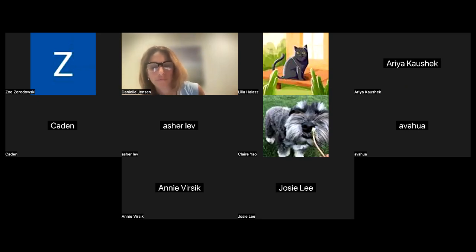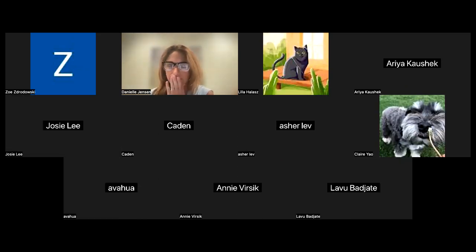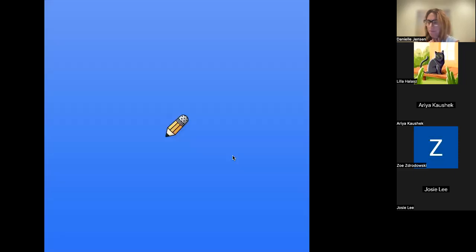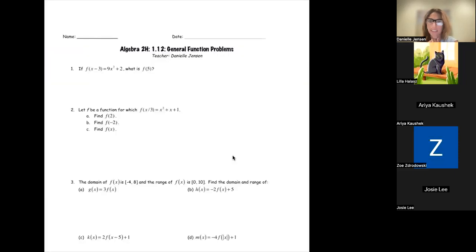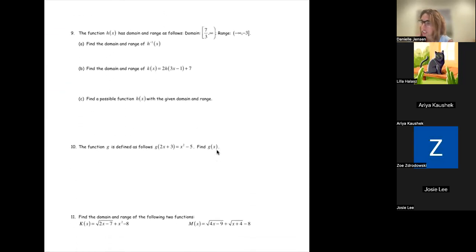For 9C on the review, I was wondering if you could go over the process on how to find a function with the given domain and range. Sure. Tell me if you can see that. I can see it. Great. All right, let's go to 9C. Okay, so here it is.